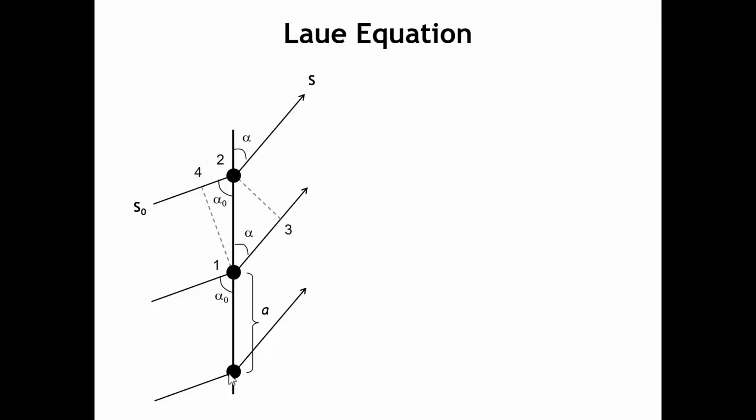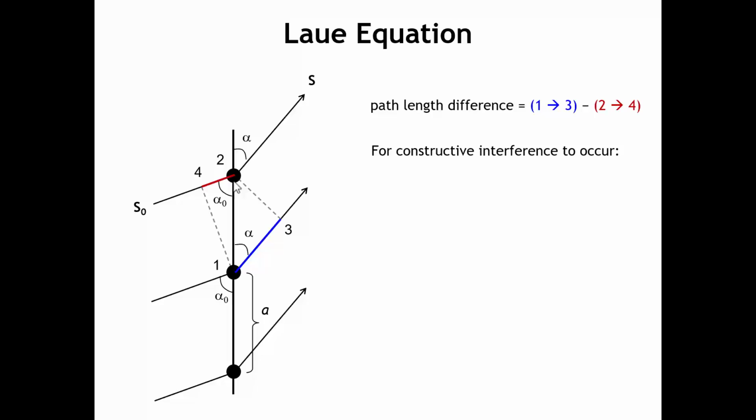Well, let's go back to this drawing of right triangles and use some trigonometry to figure out the path length difference. So the upper wave here travels an extra distance of 4 to 2 than the lower wave before it's scattered. And then after scattering, the lower wave travels this extra distance of 1 to 3. So the path length difference is simply the distance from 1 to 3 minus the distance from 4 to 2. Now, for constructive interference to occur, we need this path length difference to be an integer multiple of the wavelength.